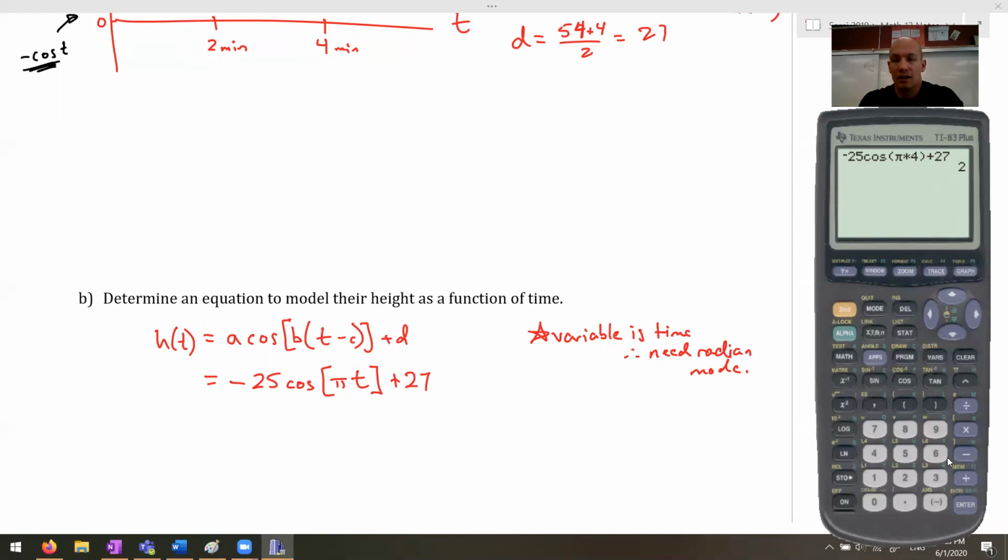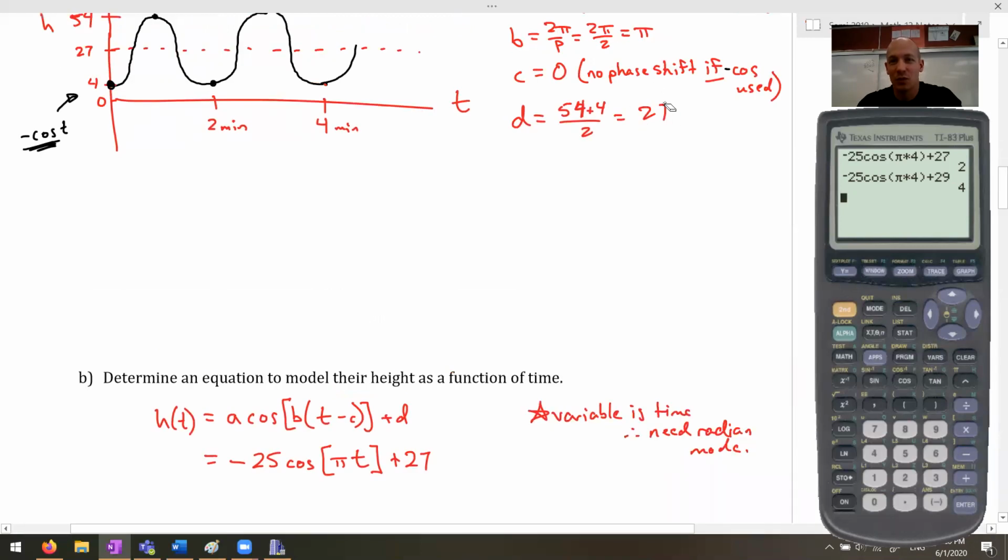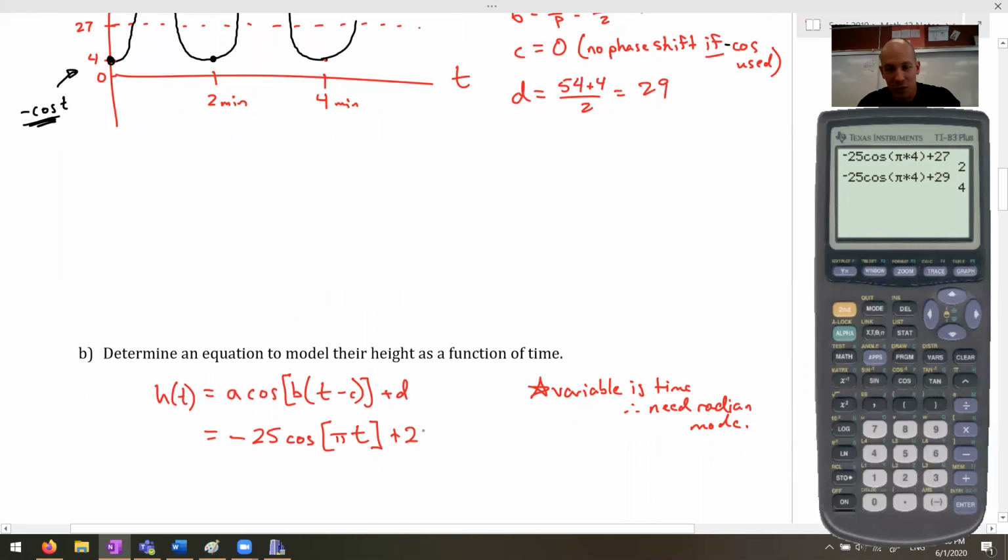So how high should this person be? And I realize I just made a mistake. It's not 27, this is actually supposed to be 29. I made a silly mistake, because up here I went 54 plus 4 divided by 2 equals 27. That was completely wrong. I tried to do 54 divided by 2. It's actually 29. So my apologies to those of you who noticed there was a mistake. There absolutely was. That's supposed to be 29.